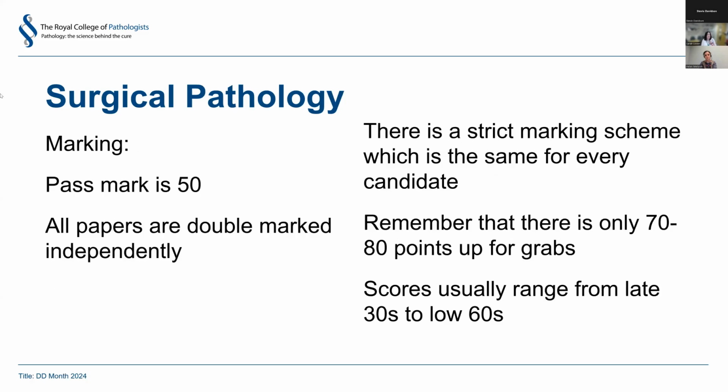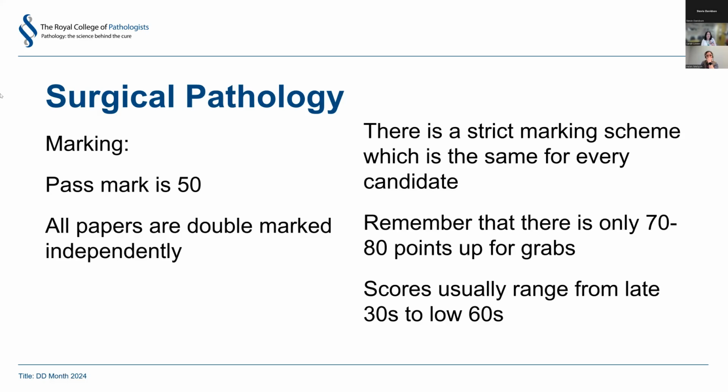The pass mark is 50%. All papers are double marked independently at central marking, so everybody's marked by the same people. And there's a strict marking scheme which is the same for every candidate. So we try and make this as fair as possible for absolutely everybody. But please remember, there are only 70 to 80 points up for grabs, because obviously 4 times 20 is 80. That's the maximum number of points that we can give you.